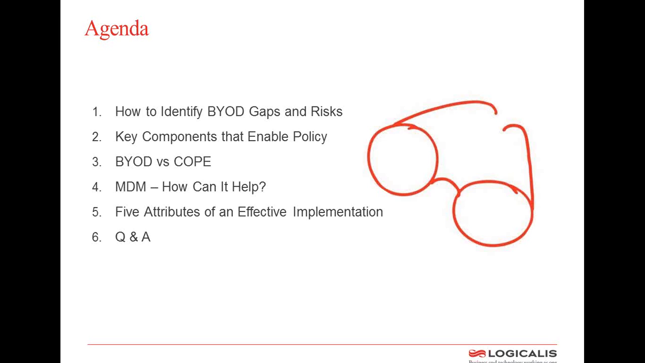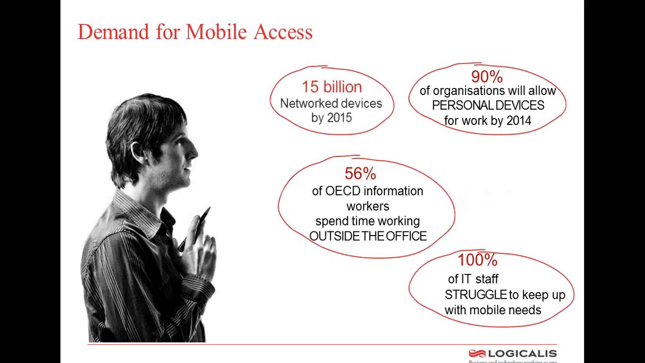What are the sorts of things that we should have visibility of, and data that we can access as a result of an effective implementation. And we'll have some web Q&A at the end, depending on how we go for time.